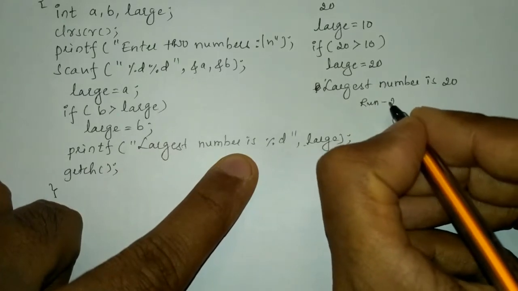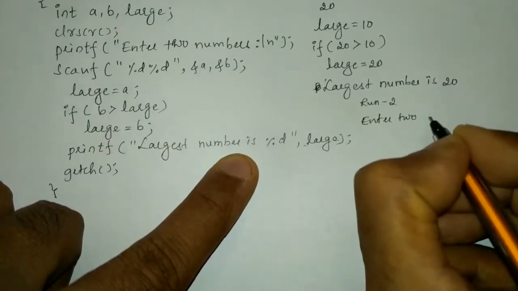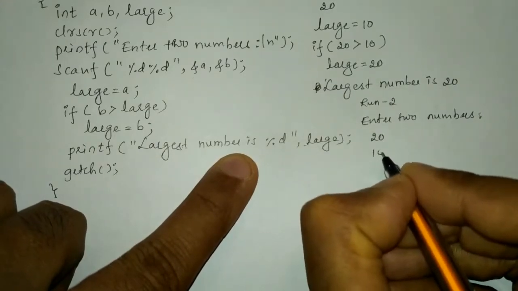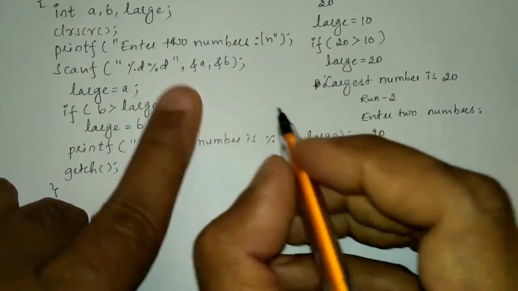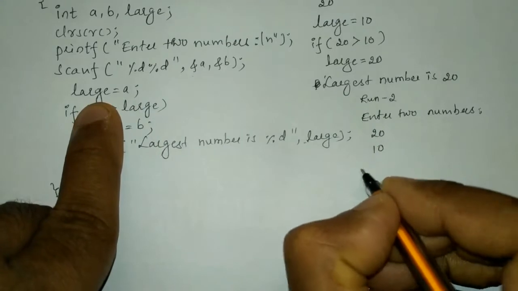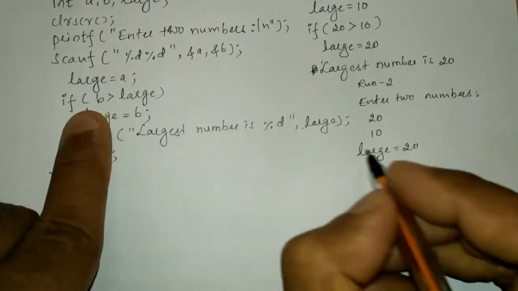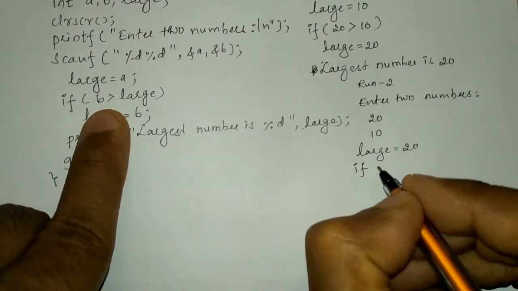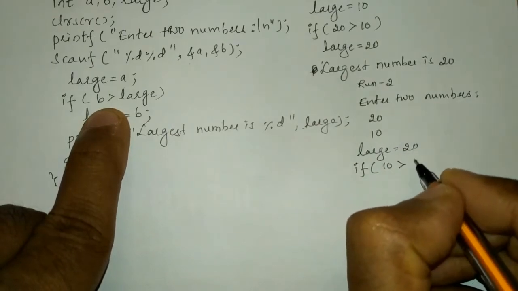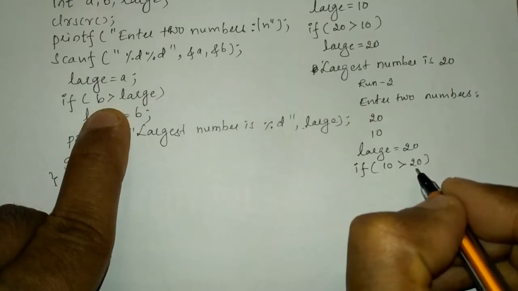So this is second time we are going to run it once again. It will ask the user to enter two numbers. Now I'm going to enter 20 and 10. Now this 20 is equated to variable a and 10 is equated to variable b. Now large is equal to a is what? 20. Now we'll check the condition if b is greater than large. What is b? Here it is 10. Greater than large is 20. Whether it is true or false, it is false because 10 is not greater than 20.